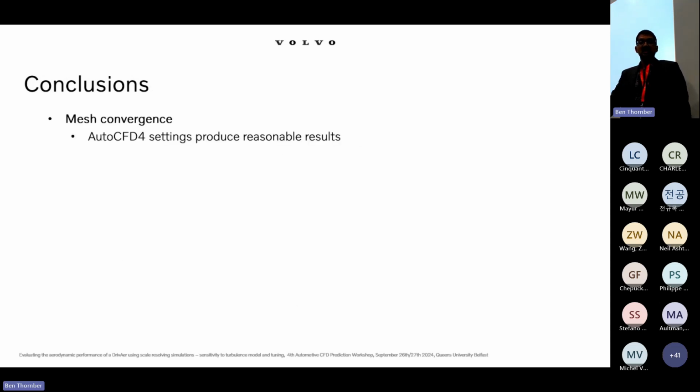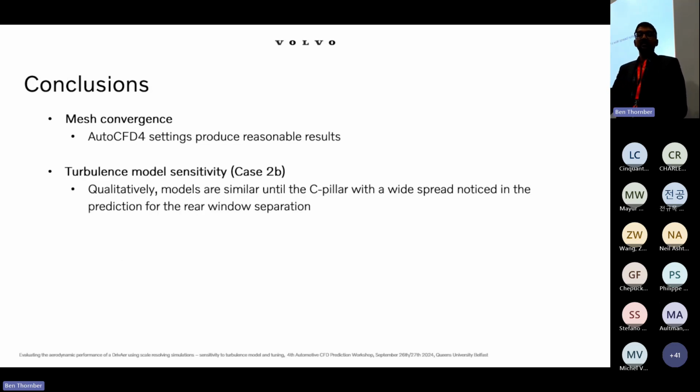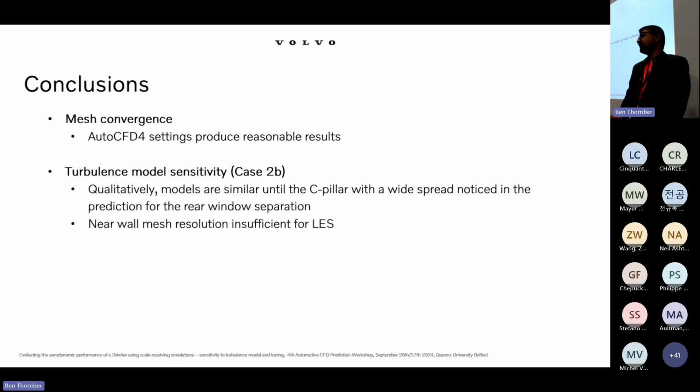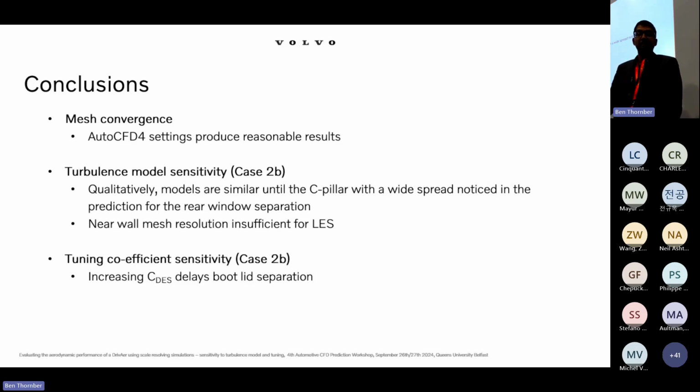So in summary, on mesh convergence, I think that the AutoCFD4-based settings that we had were fairly good. They gave us results that we thought were reasonable enough with our internal workflow. On the turbulence model, I showed you that there was quite a large spread, and one needs to be really careful about how one sets up the simulations. There's especially a large variation downstream of the C pillar. And as I stated, our near-wall resolution is insufficient for the LES simulations that we have shown here.